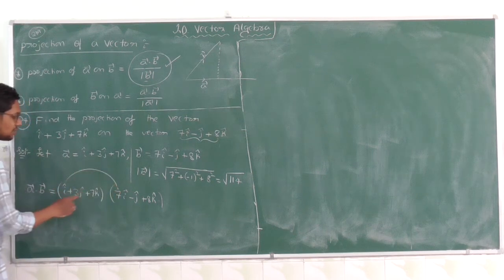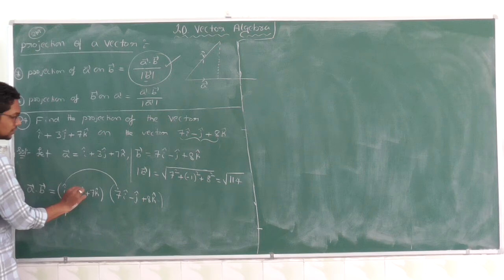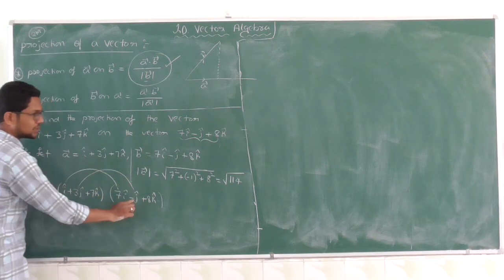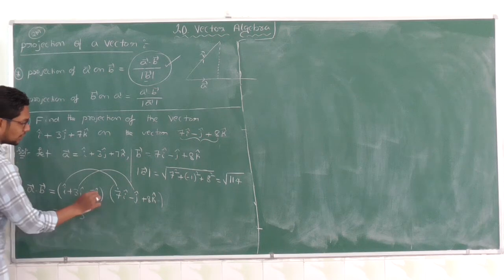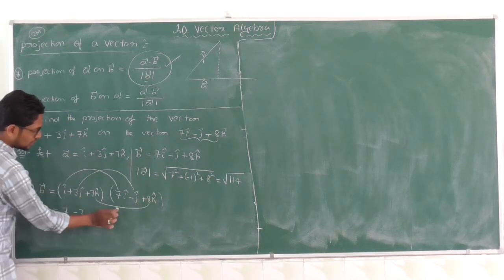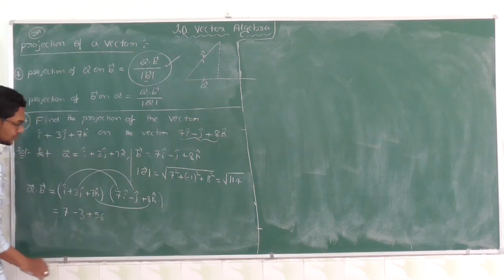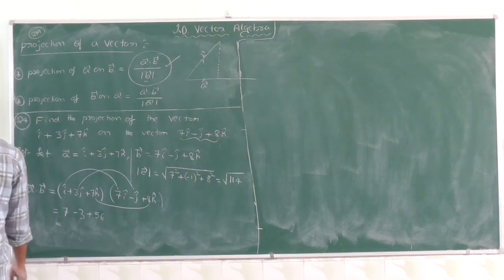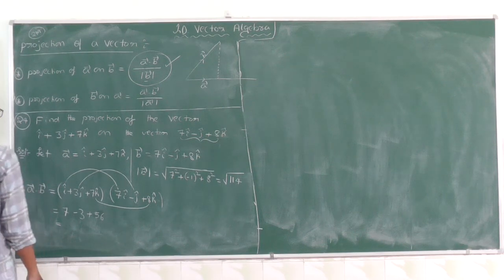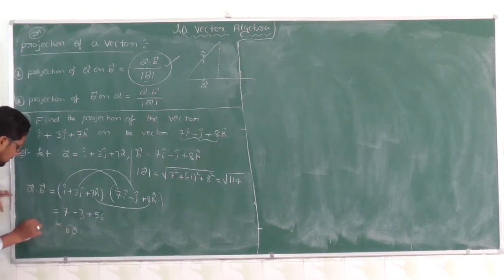I component is what? 1 into 7 is 7. Next one. J component is 3 here, and the j component is minus 1 there. So 3 into minus 1 is minus 3. Next one. 7 into 8 is 24. Sorry, 56. Okay, 56. That is equal to how much? 7 minus 3 is 4. 4 plus 56 is how much? 60. It is A dot B.